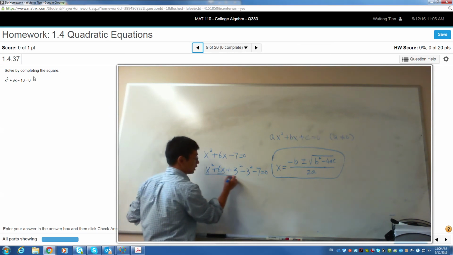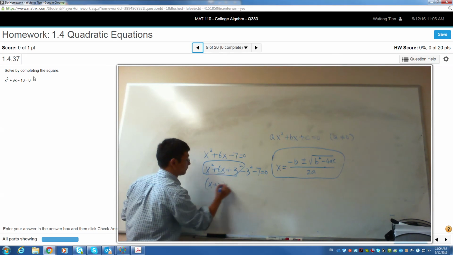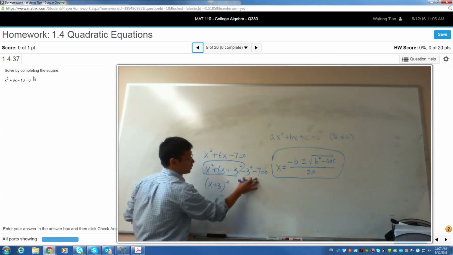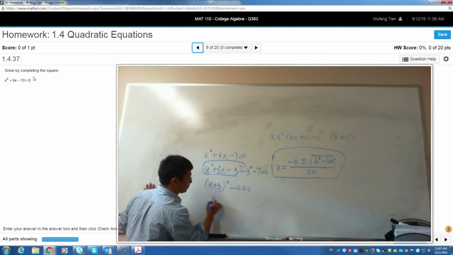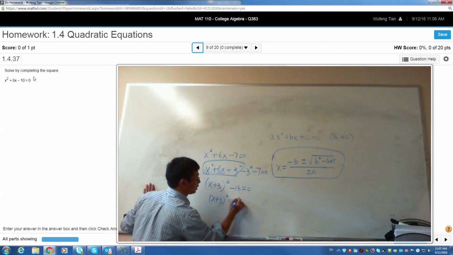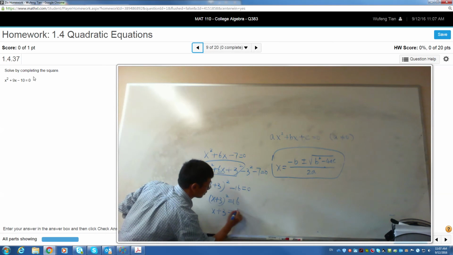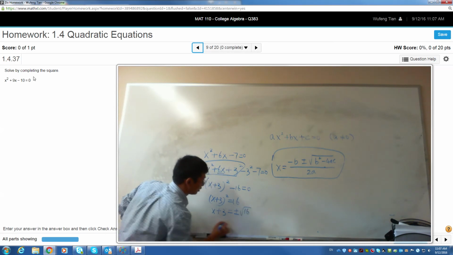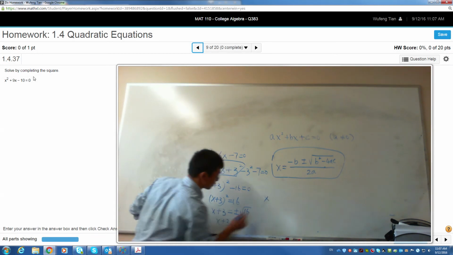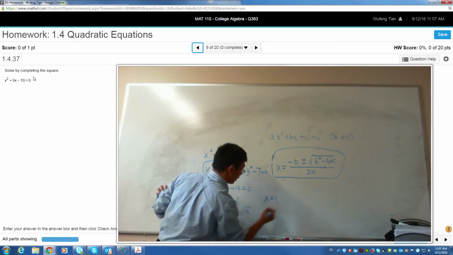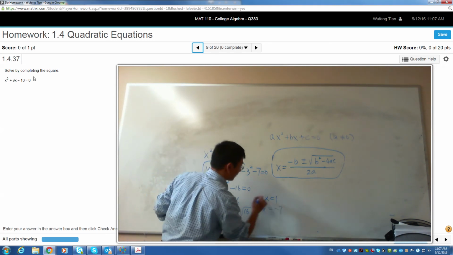However, I can use this 3 as a completed square form. So basically, I will have x plus 3 squared, and then this will be a number, minus 16 equals 0. And then x plus 3 squared equals 16, and then you take the square root on both sides. So x plus 3 equals plus or minus square root of 16, so x plus 3 equals plus or minus 4. And then for x, you subtract 3 from both sides. So x equals 1, 4 minus 3 equals 1, and negative 4 minus 3 equals negative 7.